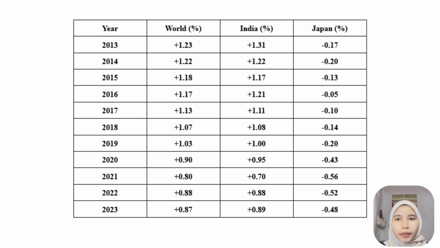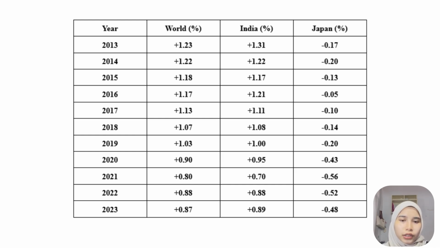Next, I will explain about the analysis of population growth rates for the world, India and Japan from 2013 to 2023. The world population growth rate has shown a gradual decline over the years. In 2013, the growth rate was approximately plus 1.2%, and by 2023, it had decreased to around plus 0.6%. This trend indicates a slowing pace of population growth worldwide.